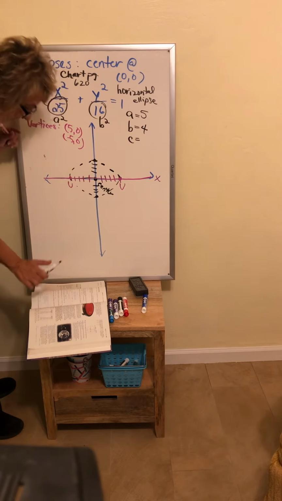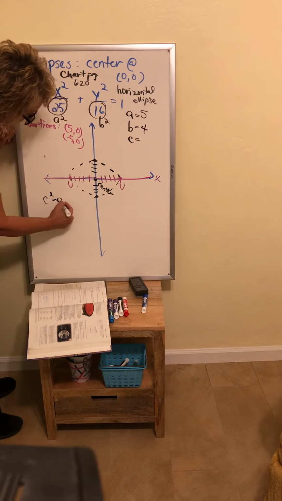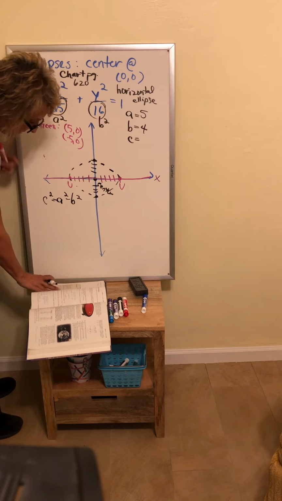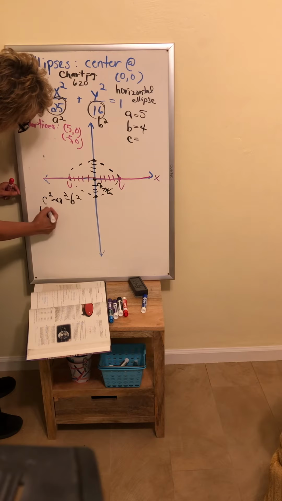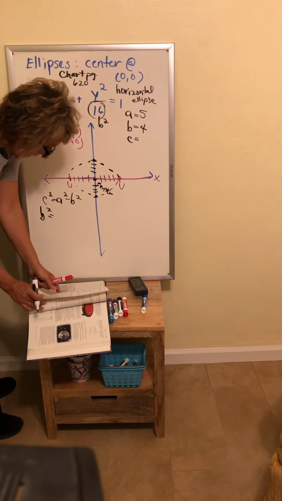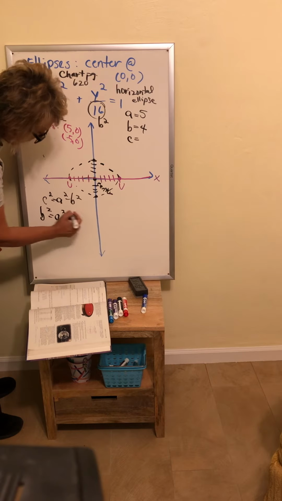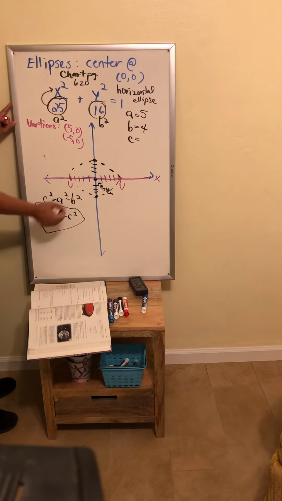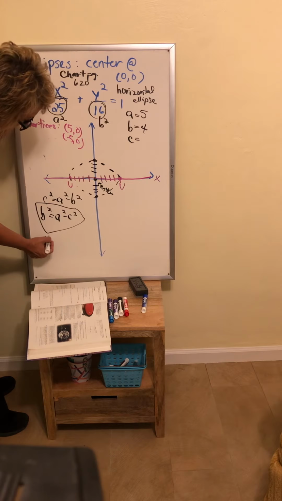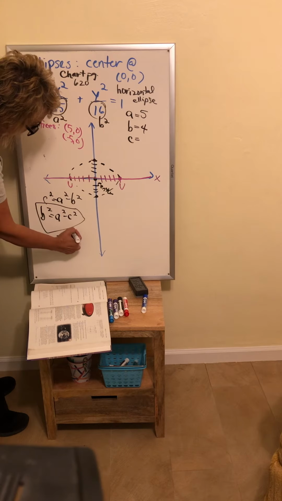So the relationship we can use is c squared equals a squared minus b squared, or you can also use b squared equals a squared minus c squared, which is on the chart on page 620. Either of these will work. So for today, I will use this one. So b squared is 16, so I will have 16 equal to a squared, which is 25, minus c squared.